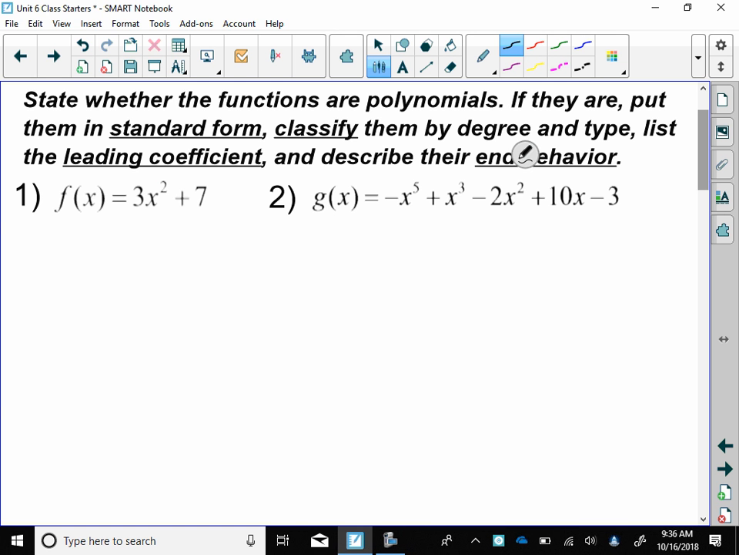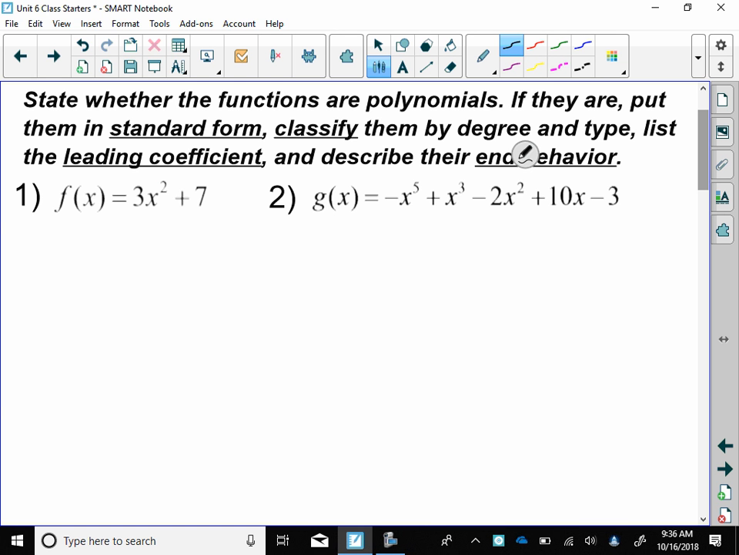And then what else do we have to have? What has to be the case with these coefficients and constants? What do they have to be? Real numbers, right. So we can't have an imaginary number as part of our polynomial. They have to be real numbers, but 3 and 7 both are. So it meets the requirements for it to be a polynomial, so we're good there.